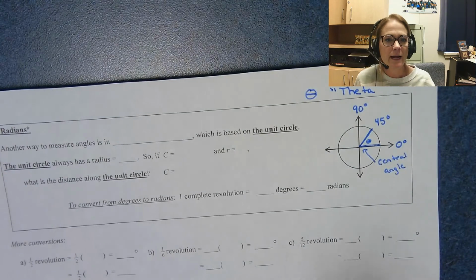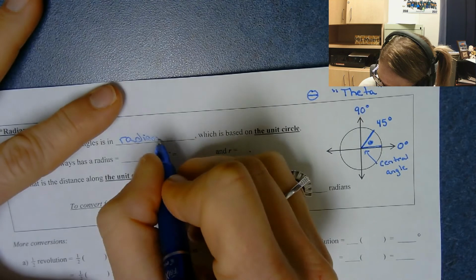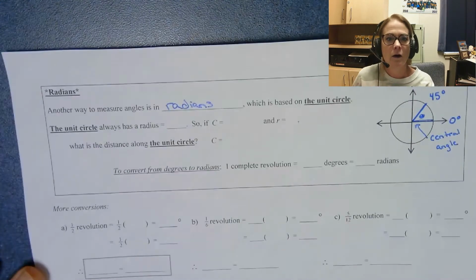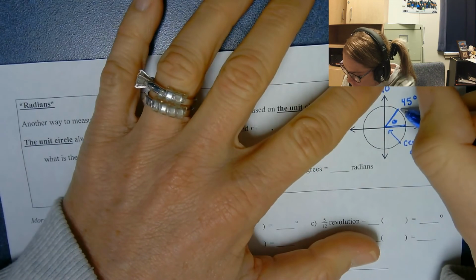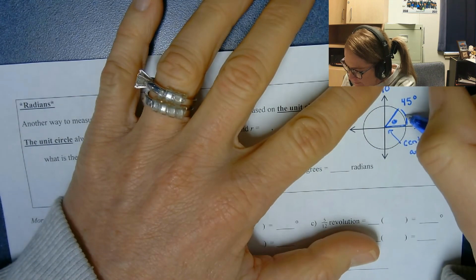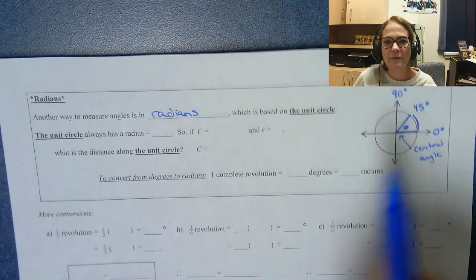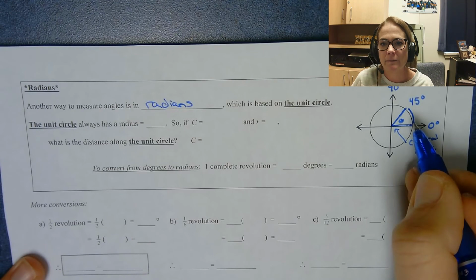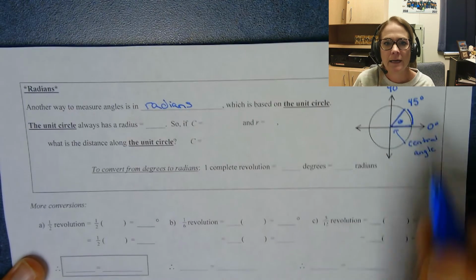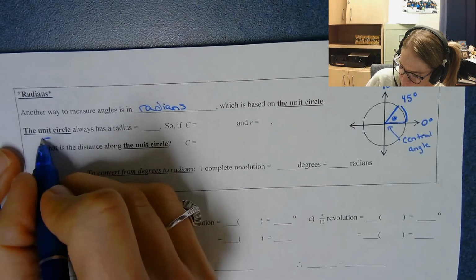Another way to measure angles is in radians. Radians are a way to measure the distance around the edge of the circle. Right here, if I wanted to look at what this 45-degree angle spans on this unit circle, the radian is going to be measuring this distance right here. It's based on the unit circle. So what is the unit circle? Well, this word unit is pivotal.